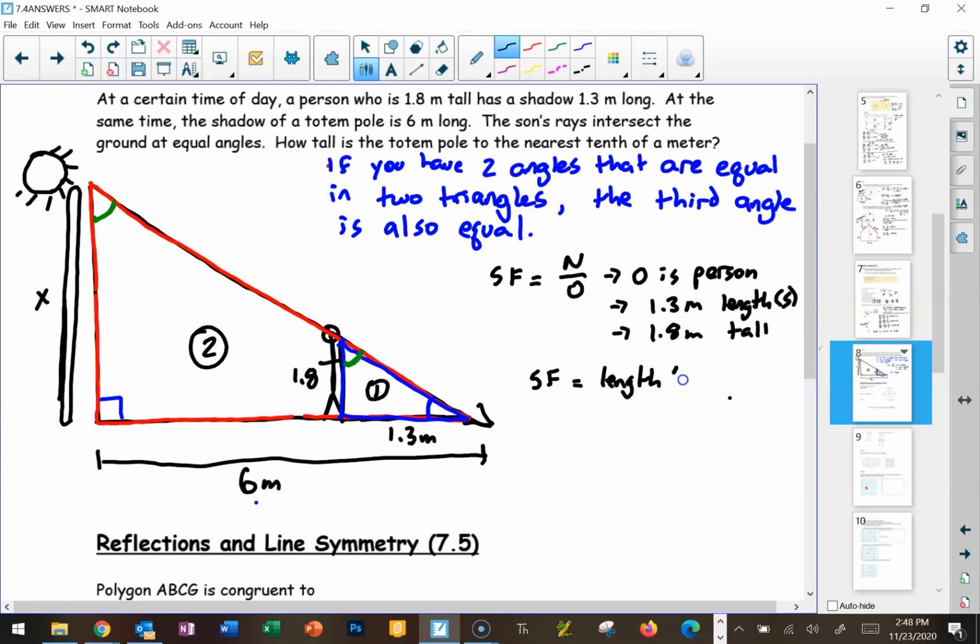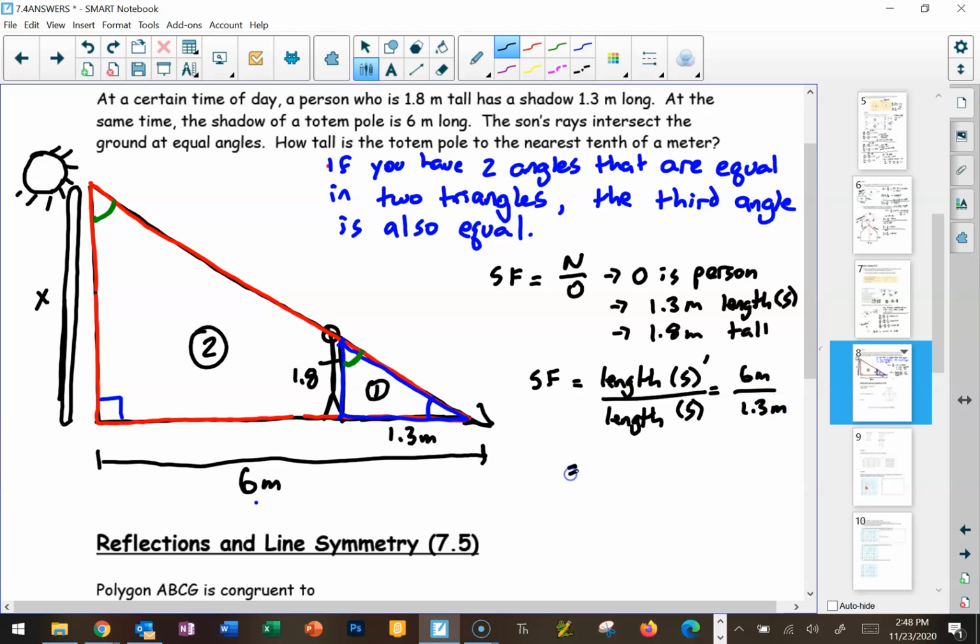So this is the length of the shadow, and I'll put a prime to note that it's the new one. And we have to put that over the corresponding side or line, which would be the length of the shadow originally. So what two numbers correspond with the lengths of the shadows? The length of the shadow for the new is 6 meters. For the original it is 1.3 meters.